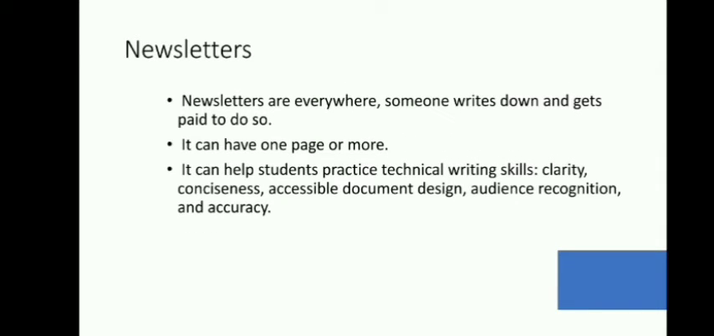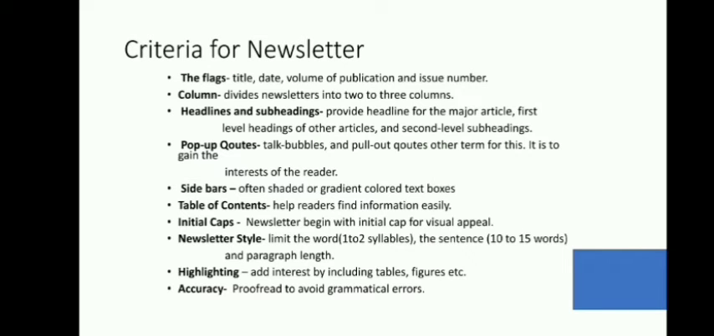Next is newsletters. Newsletters are everywhere; someone writes them and gets paid to do so. They can help students practice technical writing skills such as clarity, conciseness, successful document design, etc. The criteria for a newsletter: it should have the flag, the title, date, volume of publication, issue number, columns, headlines and subheadings, pop-up quotes or talk bubbles and pull-out quotes, sidebars, table of contents, initial caps, newsletter style, highlighting, and accuracy.